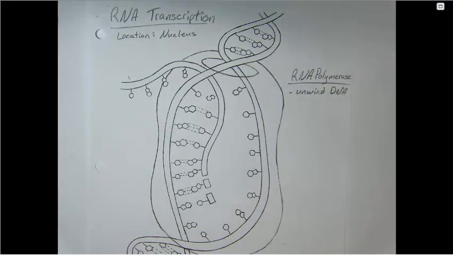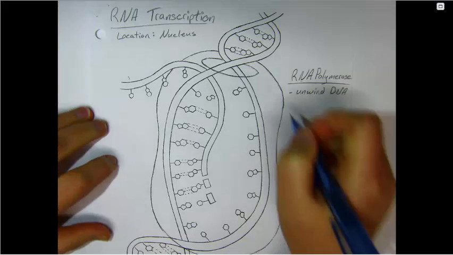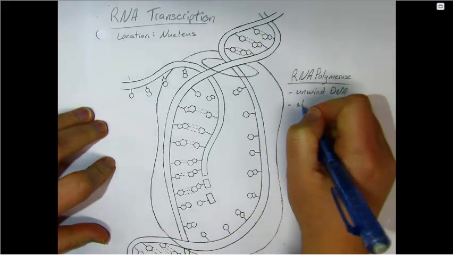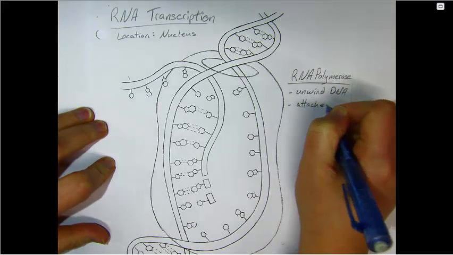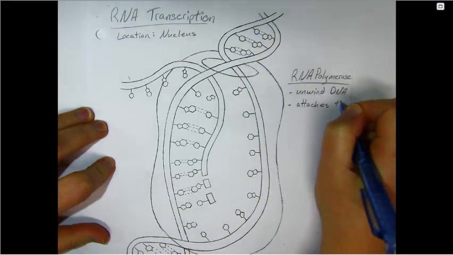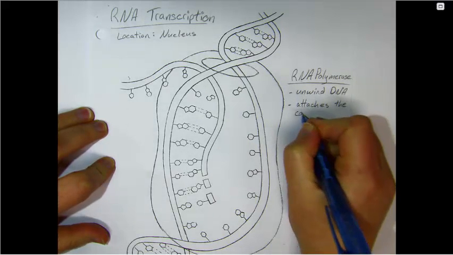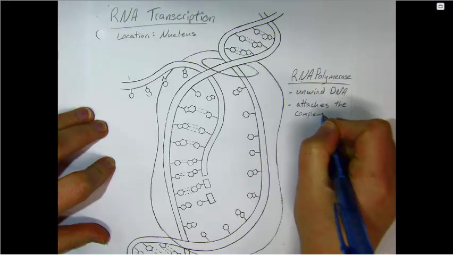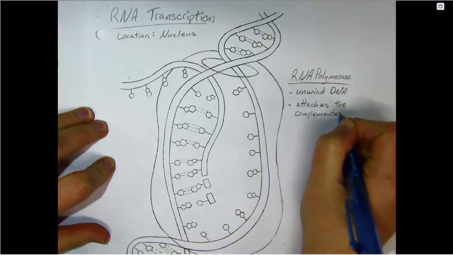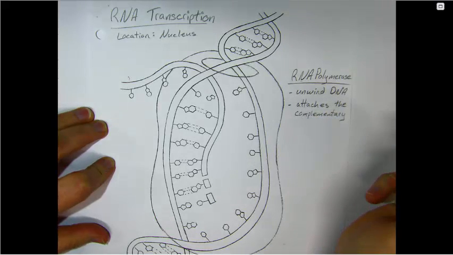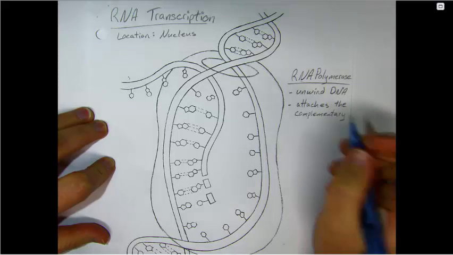Then RNA polymerase attaches the complementary RNA nucleotide base pairs.